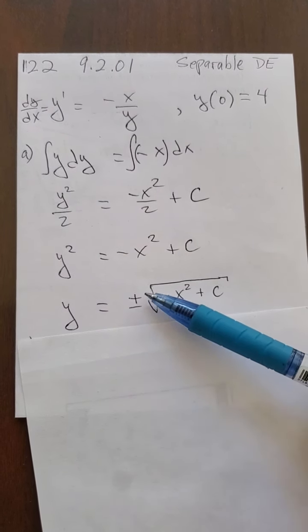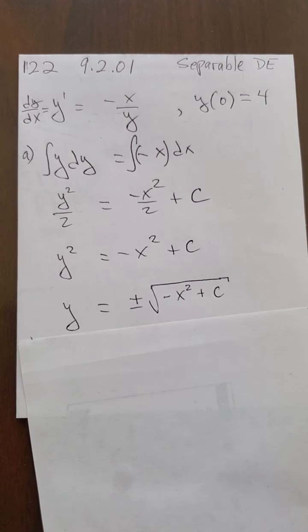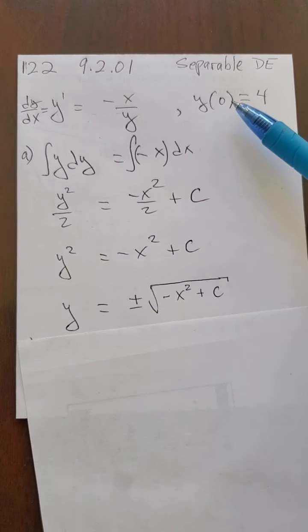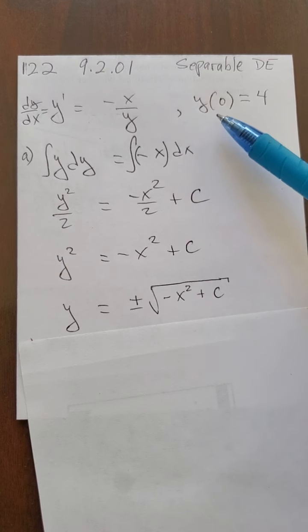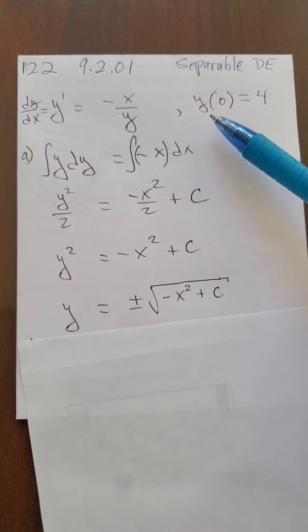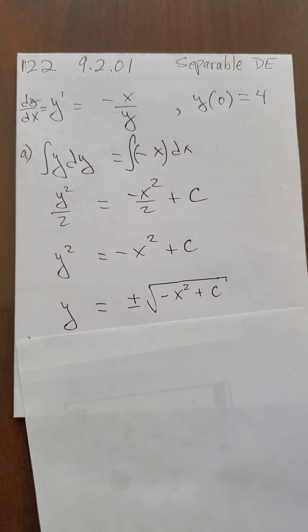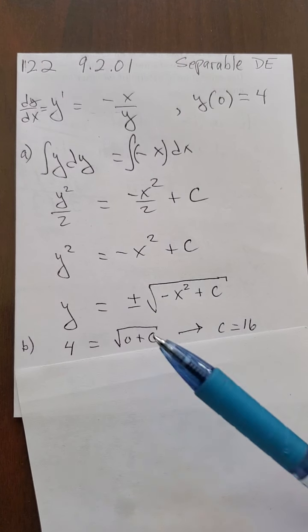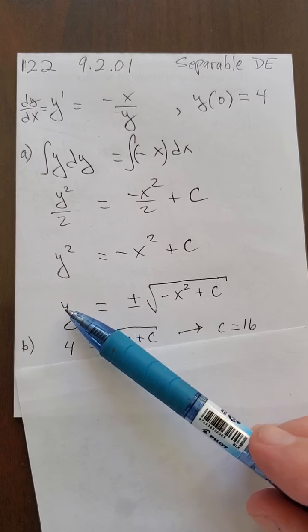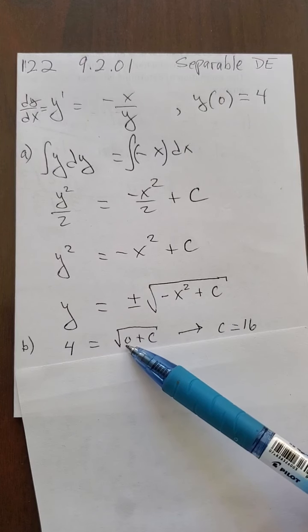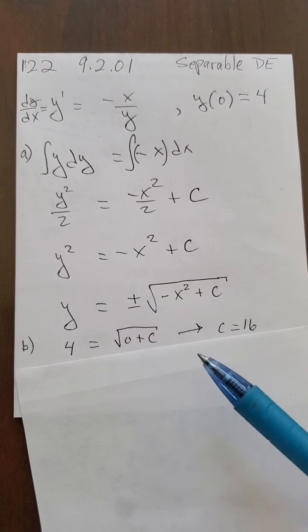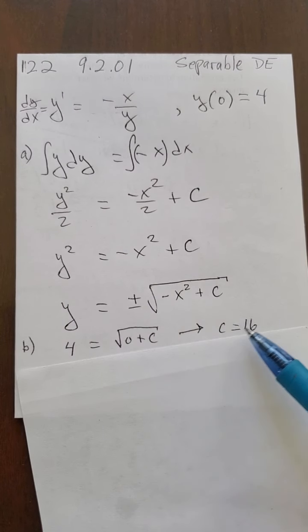Which one is it? Is it plus or is it minus? Well, that's going to depend. Funny you should mention that. Let's look at the initial value. They're giving us an initial value that y of 0 equals 4, which means if I plug in 0 for x, I'm going to get 4 for y. So y becomes 4, x becomes 0, so this is just negative 0 squared, so just 0 plus c equals 4. And that means that c is equal to 16.